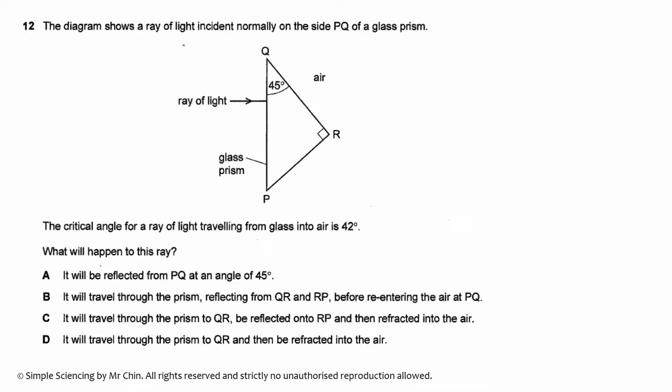Question 12. The diagram shows a ray of light incident normally on the side PQ of the glass prism. The critical angle of the ray of light traveling from glass into air is 42 degrees. What will happen to this ray? So this question wants you to trace out the path of light in this glass prism. The only information given to you is actually this critical angle, which is 42 degrees. The question is testing you on total internal reflection.